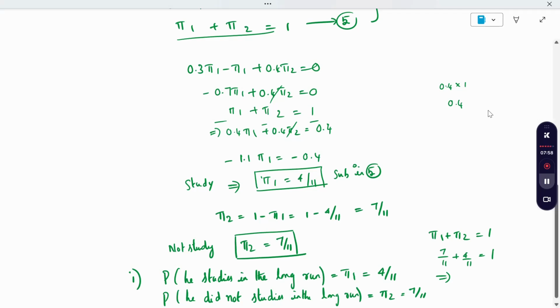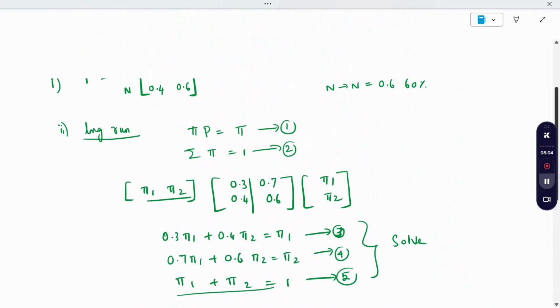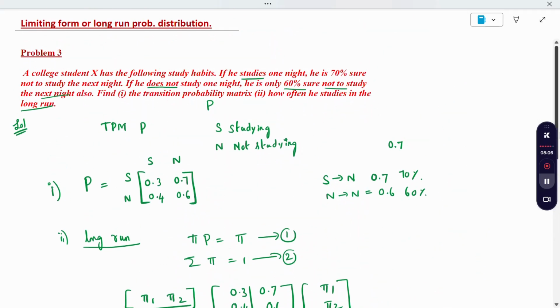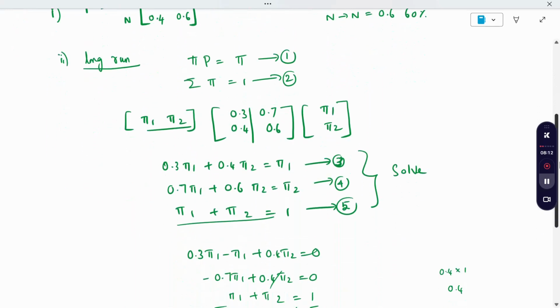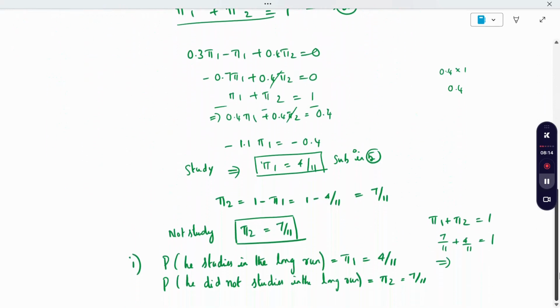We'll check in the question what it is asked. In the question, only he studies is asked, so pi 1 only. Pi 1 we have calculated, it's 4 by 11. So 4 by 11 is our final answer.